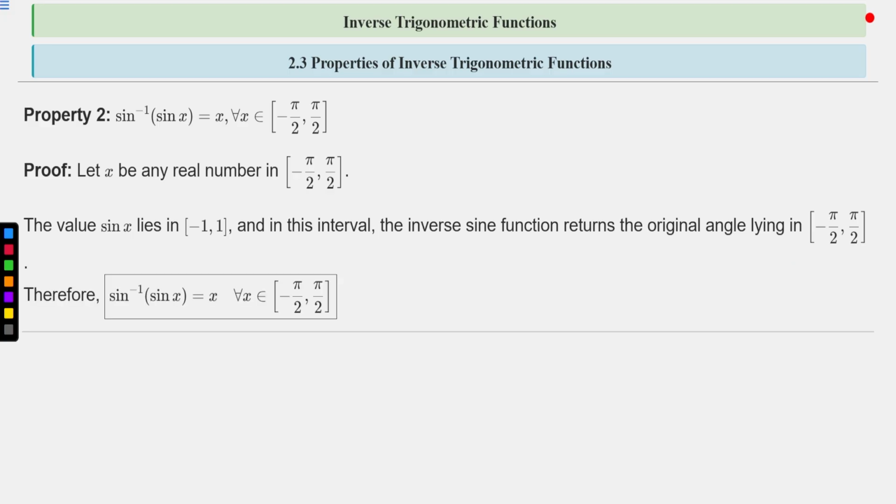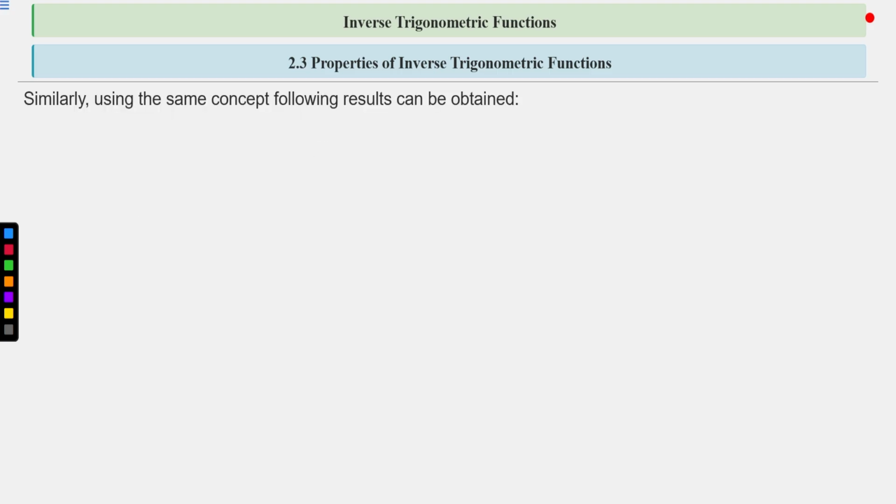Therefore, we can say that the sine inverse of sine x is equal to x for all x belongs to minus pi by 2 to pi by 2, right? Okay. Similarly, using the same concept, following results can be obtained, right?